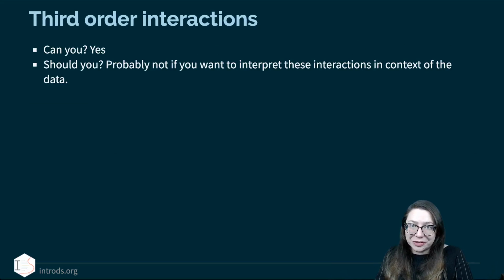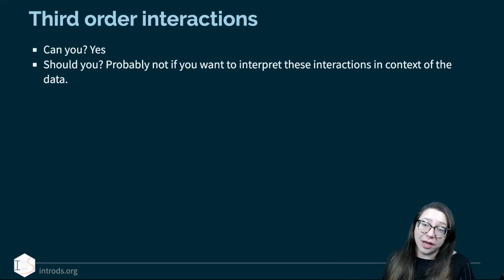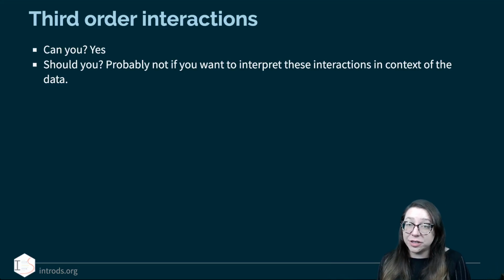What about third order interactions? What if we had more variables? Should we interact them too? Can I? Sure. You can interact whatever you want, but should you? Maybe, probably not. Probably not if you want to interpret these interactions in context of the data. So even with a two-way interaction, the interpretation gets a little bit dicey in terms of how to interpret those coefficients. You end up having to solve for the model to get the individual lines so that you can interpret their intercepts and slopes. With more levels of interaction, interpretation becomes harder and harder.